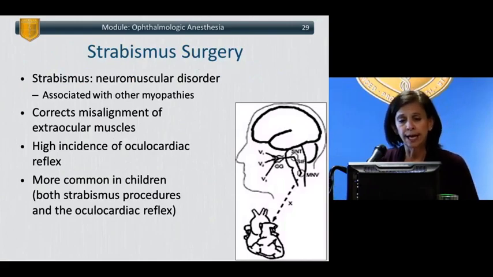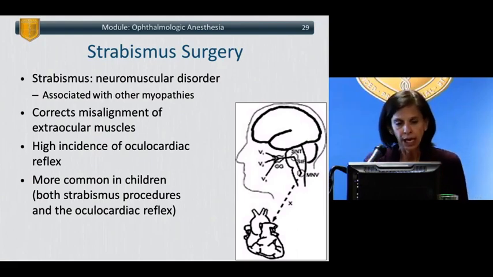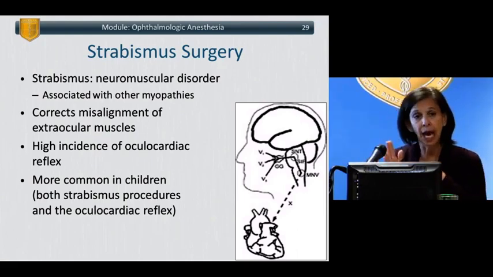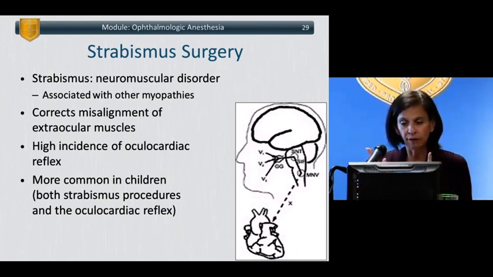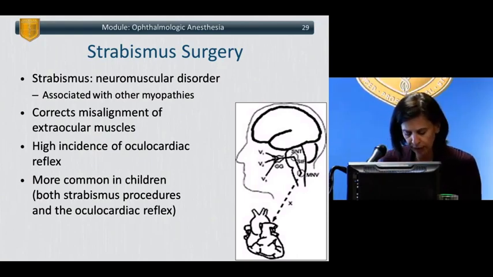Strabismus surgery is surgery that's not in the globe itself, but it's surgery on the ocular muscles. It's usually to correct a lazy eye or disconjugate vision. It's much more common to do these in children, and it's much more common to do them in premature babies because premature babies have an increased risk of strabismus to begin with.